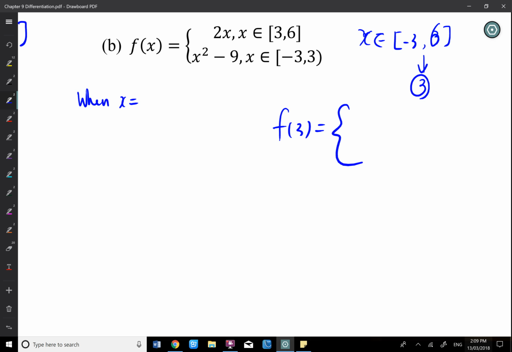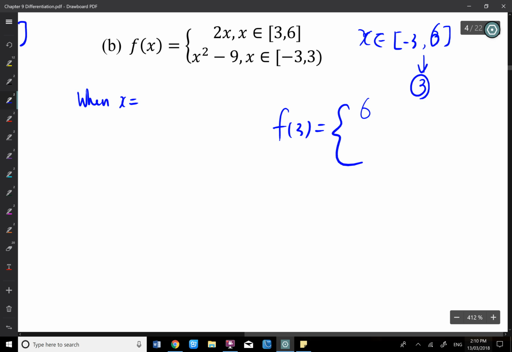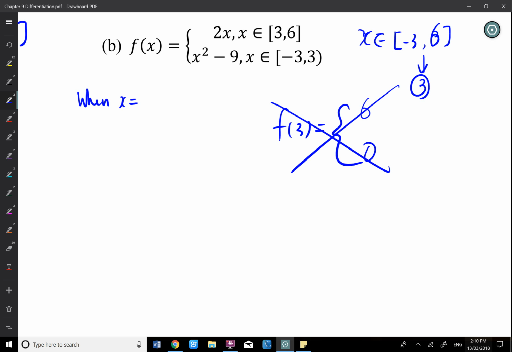Remember the test you did on the first pretest? You can only substitute one x value into one function for a hybrid, not both. If you sub 3 here and get 6, and you sub 3 here and get 0, that's a wrong notation. Your f(3) is not going to give you 2 values. It can only give you one value, which is the 6, not the 0. Well, someone looks so confused. Anyone confused? Why can't I do that?